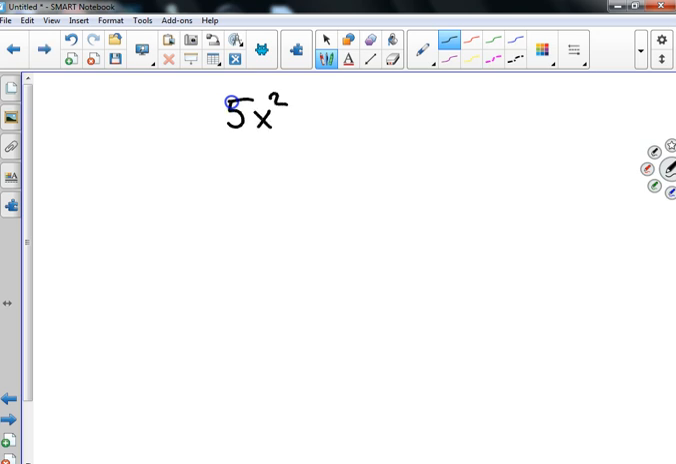5x squared minus 9x minus 18. So this is how it would look if I was just asking you to factor it. But I'm asking you right now, in this case, to solve. So it would be equal to 0 if I'm asking you to solve, but that does not change anything we're going to do to factor this.